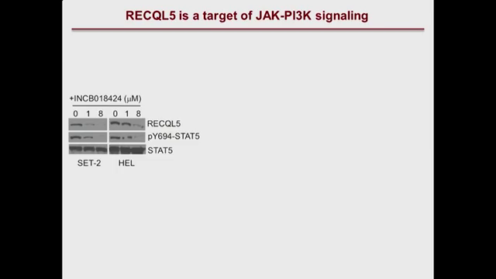So then we were interested in how this pertained to Jak2. We did various experiments knocking down and inhibiting Jak2, and I'm just going to show you some of them here. This is where we took a human cell line. Set2 is a cell line that is heterozygous for the Jak2 mutation. HEL cells are homozygous for the Jak2 mutation. We treated them with INCB018424, which is ruxolitinib. With increasing concentrations of ruxolitinib, you can see inhibition of STAT5 phosphorylation, as you would expect, but also a decrease in RECQL5 expression.